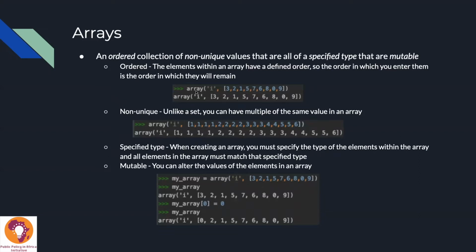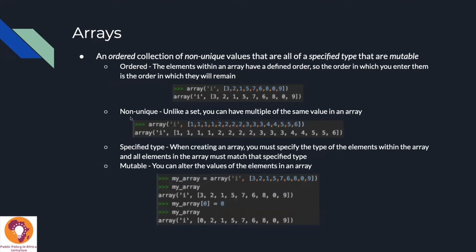In this case, we're defining an array. We're specifying that it's an integer type using the i here, and then we pass in, using these square brackets, 3, 2, 1, 5, 7, 6, 8, 0, 9. And then when that's returned back, the order that I had entered is maintained in that array. Keep in mind that with arrays, you're often not going to be using arrays themselves. We'll likely use lists instead of arrays, but it's just useful to know the small distinction between arrays and lists.